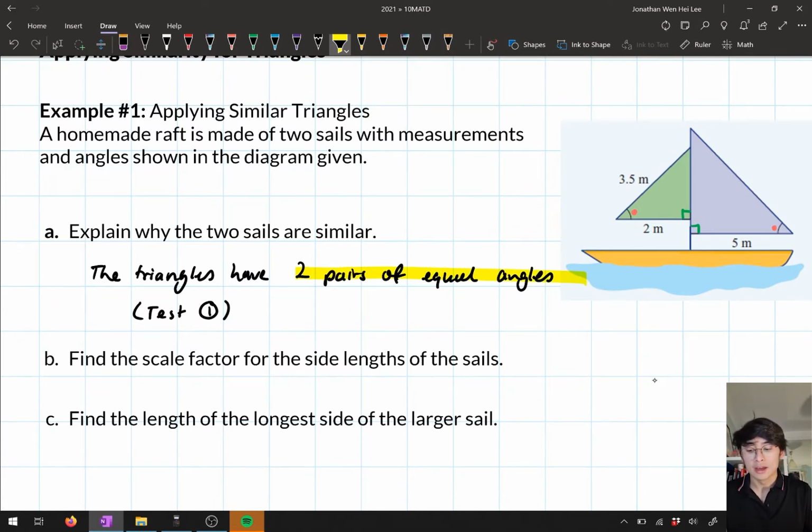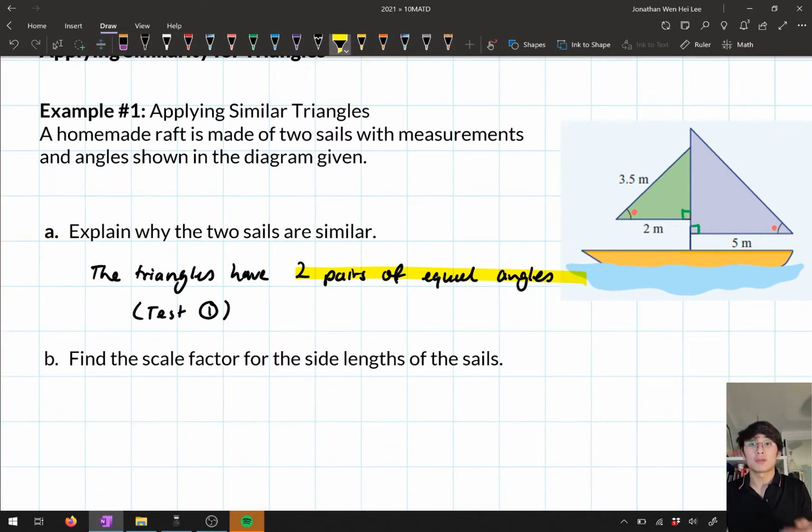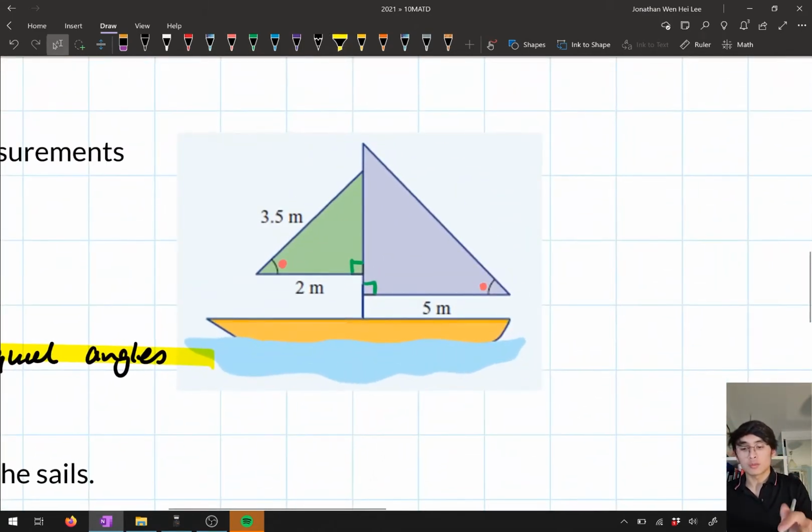Okay, part B, find the scale factor of the sails. So here we want to find how many times bigger the bigger sail is compared to the small sail. And what we need to do is find two corresponding sides, or two sides that match up in the two triangles. So if you have a look here, I've got these two measurements in my smaller triangle of 3.5 and 2.